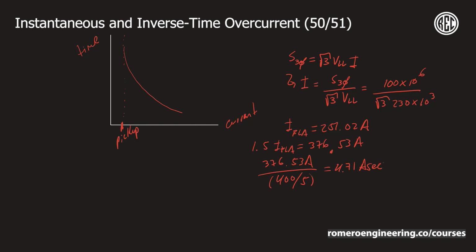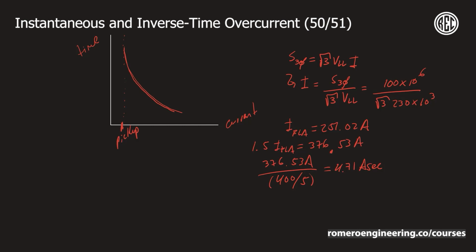So this is what the pickup of our phase inverse time overcurrent element is going to be. Now again, this is 150% of the full load amps of the transformer. So essentially we're going to set it 50% higher than the absolute maximum current that this transformer is going to see. That 50% is just simply margin above the highest current that the transformer is going to see under normal operations.